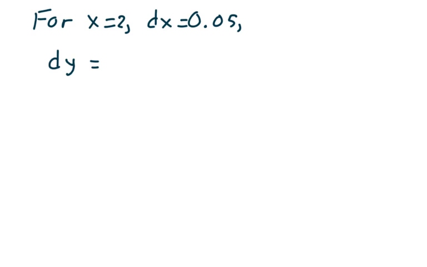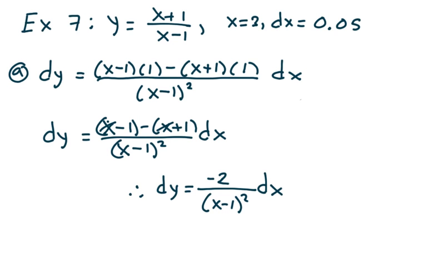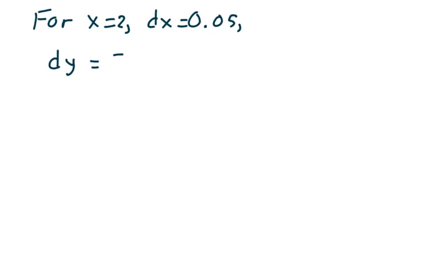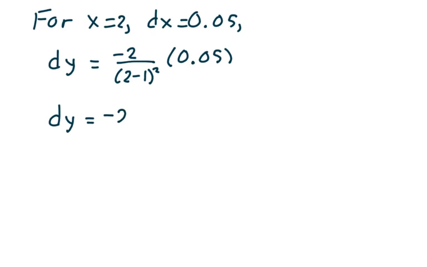dy is, so we're going to take negative 2 over 2 minus 1 squared, and then I'm going to replace dx with 0.05. And so dy is negative 2 times 0.05. But 2 times 5 is 10, right? So you get negative 10, but it'll be negative 0.10.